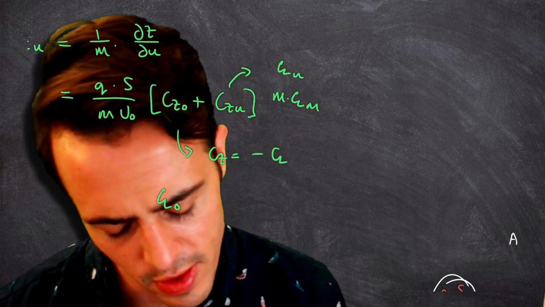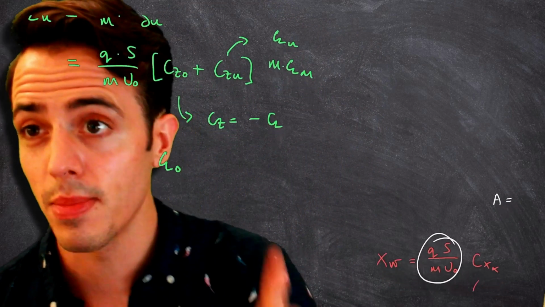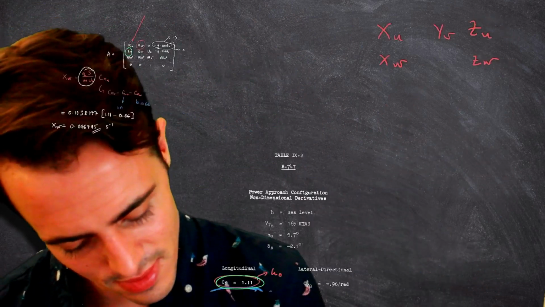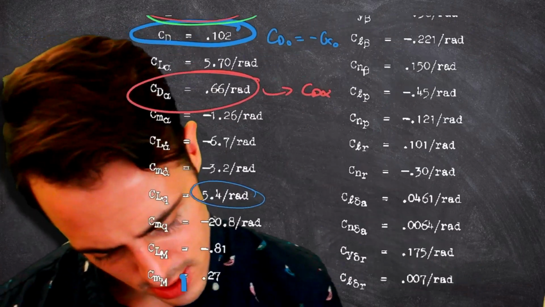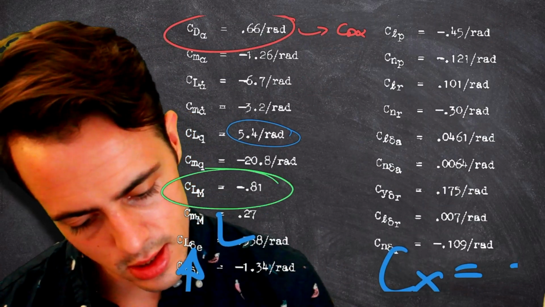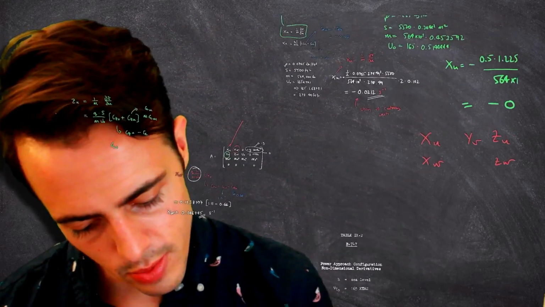No, I'm being stupid. Sorry, it is CLM. Disregard my confusion there. Okay, so I want CLM. Which do I have? I've got it here. It's minus 0.81. We're not told the Mach number, but we can work it out.